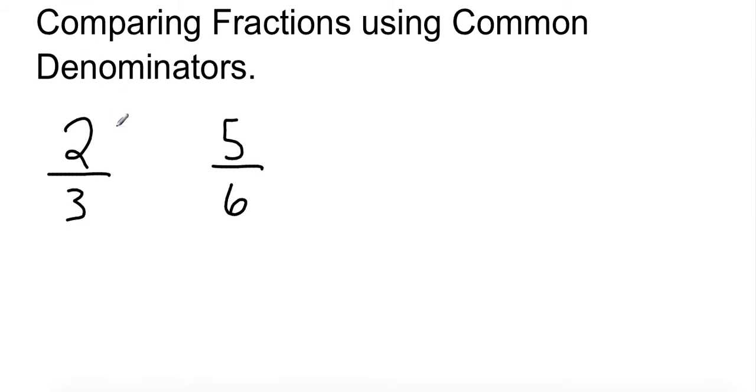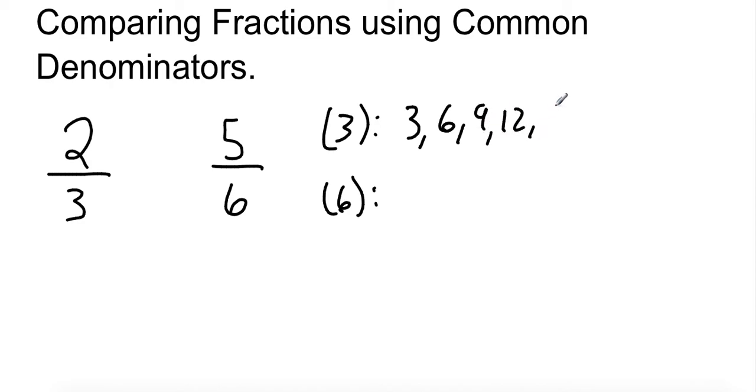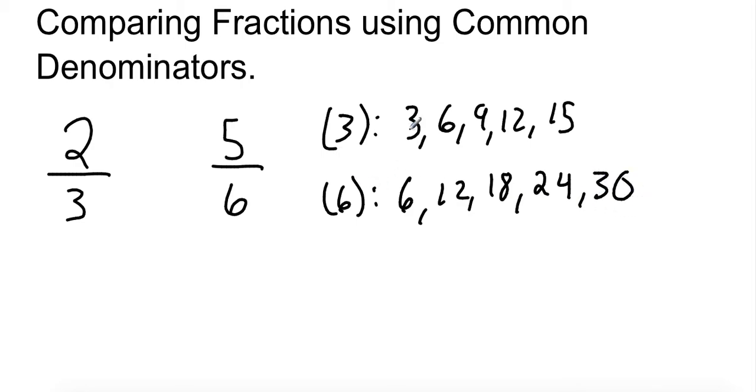Now in this example over here, we have 2/3 and 5/6. And so I'll need to find my common denominator. So I'm going to use the multiples of my denominators to help me find a common denominator. So again, this is 3, 6, 9, 12, 15. And multiples for 6 are 6, 12, 18, 24, 30. And I'll notice that my first common denominator between the two of these is 6.